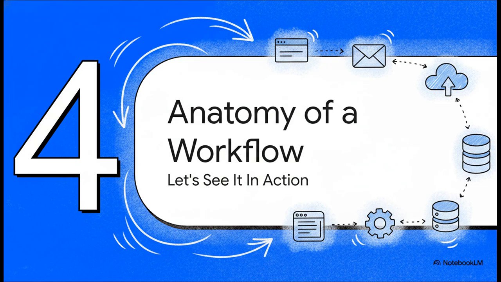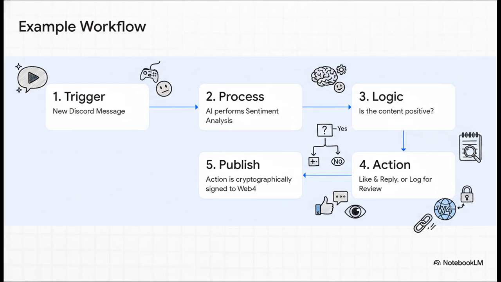Okay, so that's all the theory, but what does this actually look like day to day? Let's walk through a real-world example to see how all these pieces fit together. Imagine this. A new message pops up in your Discord server. That's the trigger. Instantly, an AI agent jumps on it and performs sentiment analysis. Then, a logic step asks a simple question: is this positive? If the answer is yes, it automatically likes it and sends a reply. If it's no, it logs it for a human to review. And finally, whatever action it took gets cryptographically signed by your identity and published.